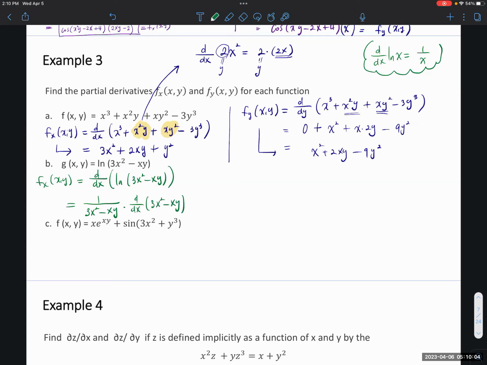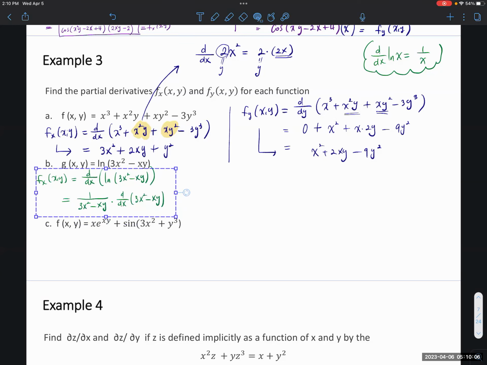Are you following? So this one, 1 over 3x squared minus xy. We are taking the derivative with respect to x: 6x, and then y is a constant, y remaining. So that's the answer for f sub x, with respect to x.